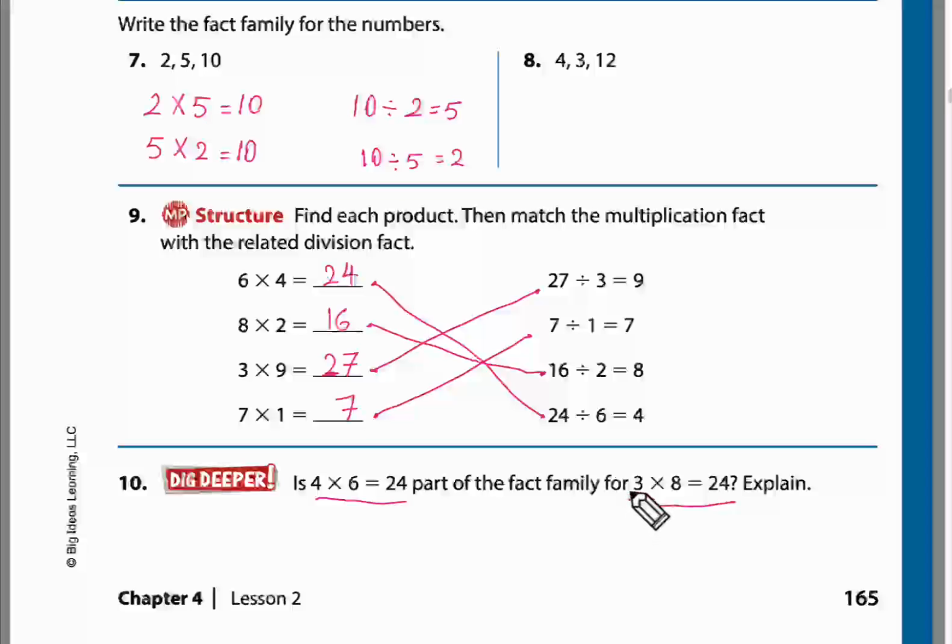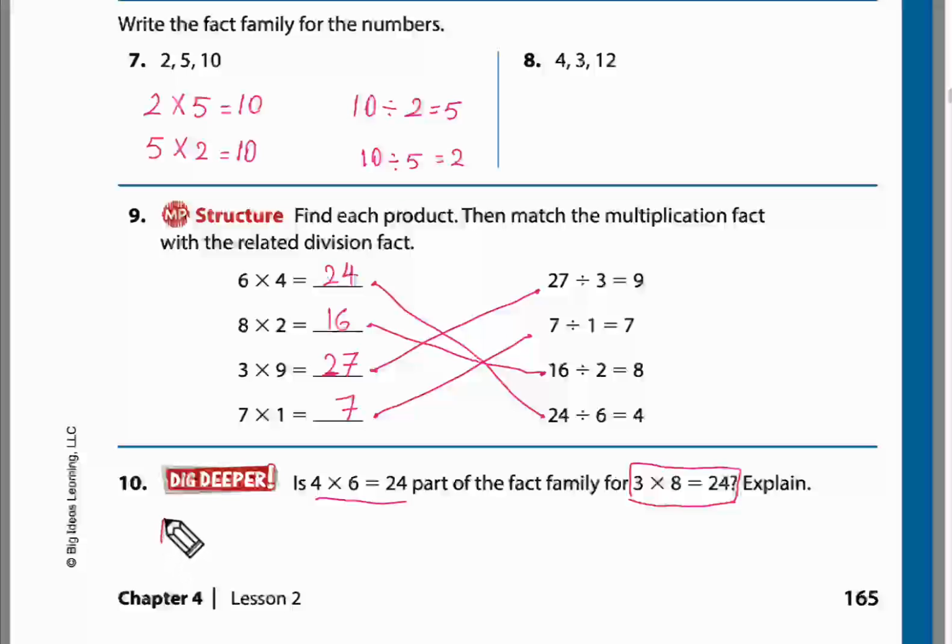Okay, let's see 3 multiplied by 8 equals 24. What is the fact family here? 3 multiplied by 8 equals 24. 8 multiplied by 3 equals 24. 24 divided by 8 equals 3. 24 divided by 3 equals 8. Excellent. So 4 multiplied by 6 equals 24 is one of these equations? No, so the answer should be no.